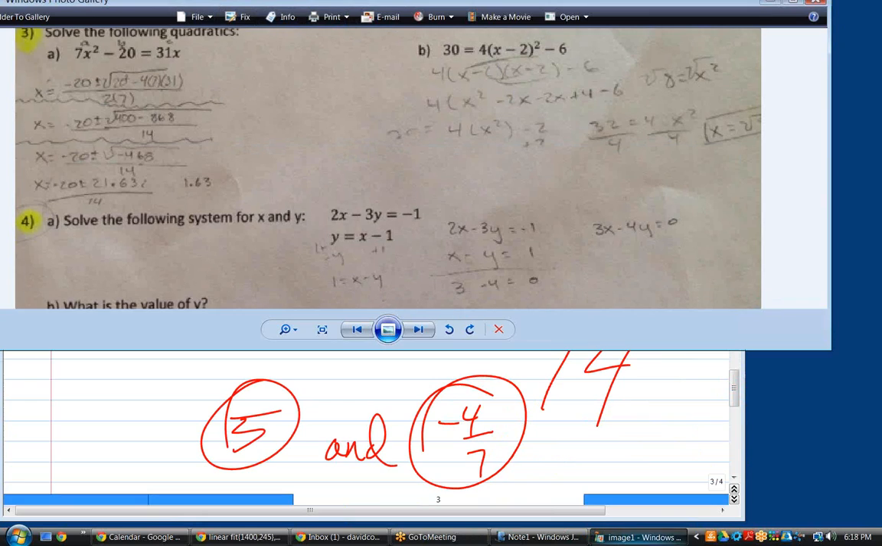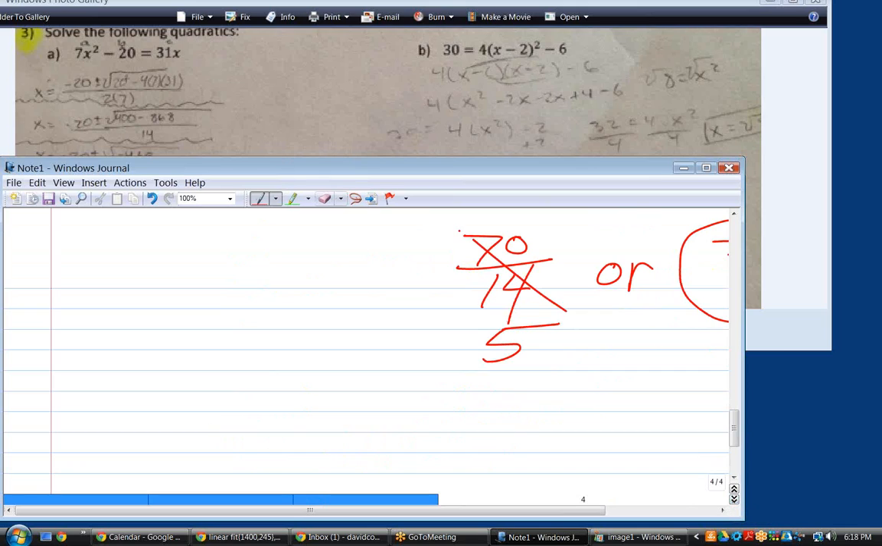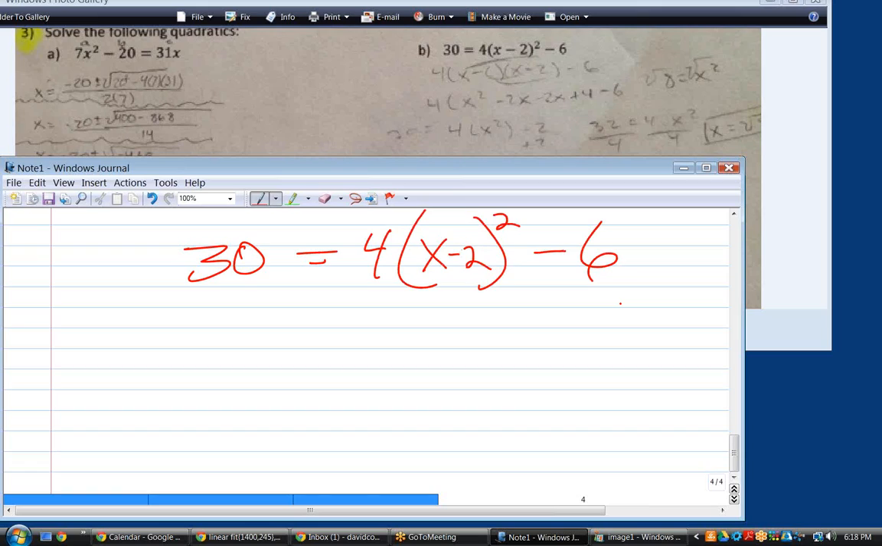All right, let's look at B. Again, it just says solve, so we can solve it however we like. How would you solve this? Well, what I did first, which I think might have been wrong, is for the square of x minus 2, I put 2 of them, so I did 4 times x minus 2.